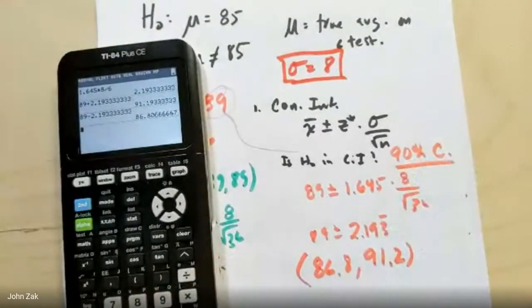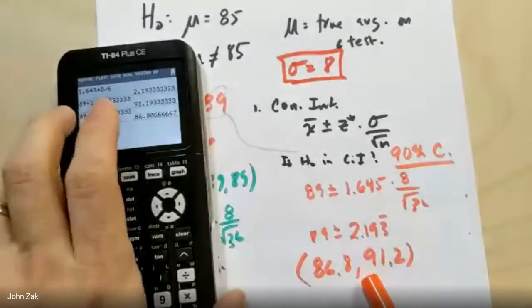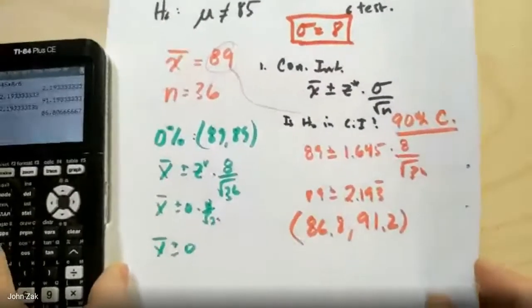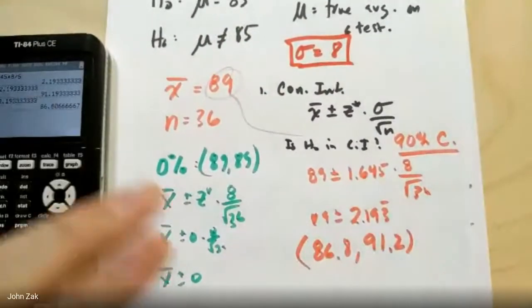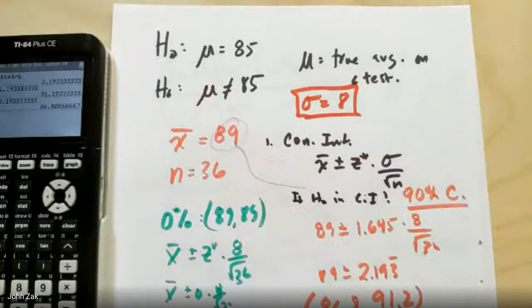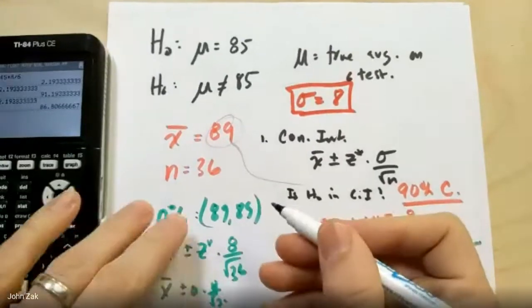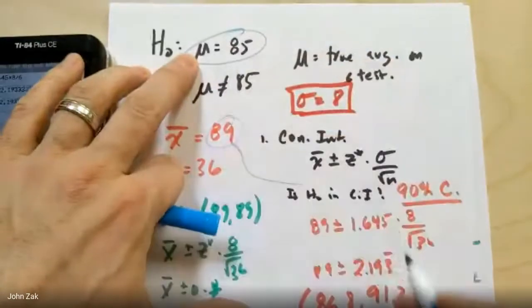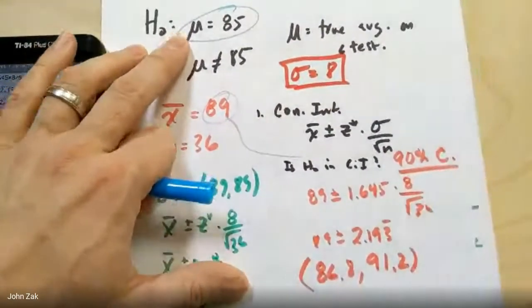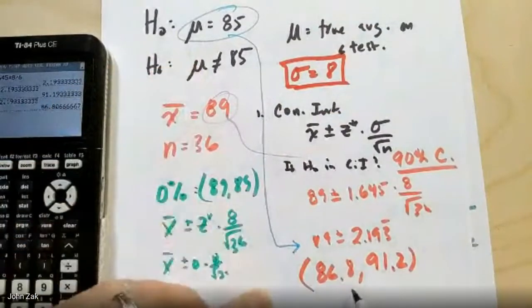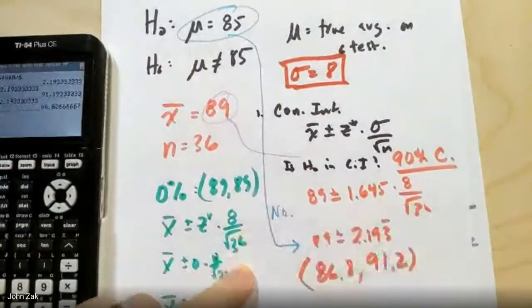So cool. Now, if this was my result, would this cause me to reject or fail to reject the null hypothesis? Well, I would take a look at my null hypothesis, and let me get a different color here. Let's get some blue. I've got my 85 as my null hypothesis, and I check, is 85 in this confidence interval? The answer is no, right?